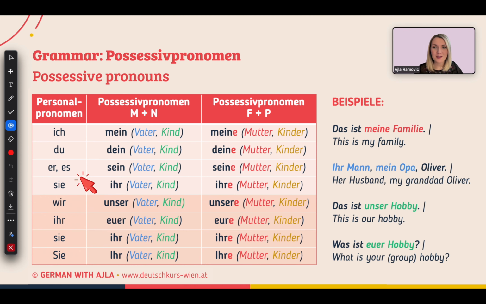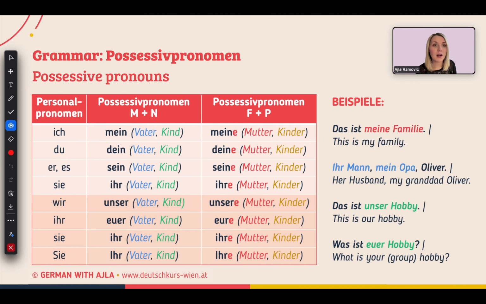Moving on to the third person singular, er, es und sie, which means he, it, and she. Please be careful when it comes to these persons because here I hear a lot of mistakes all the time, so please pay attention. For er and es, again, meaning he and it, we actually use the same possessive pronoun, sein and seine, which means his or its, sein und seine.